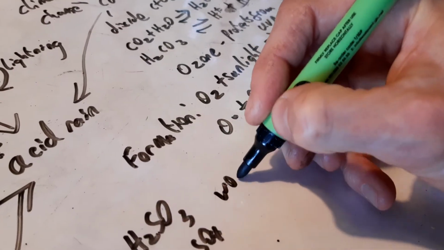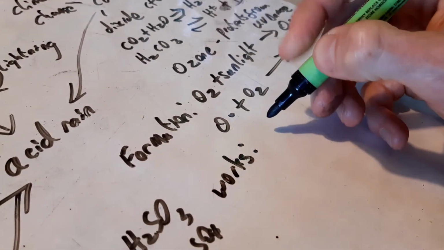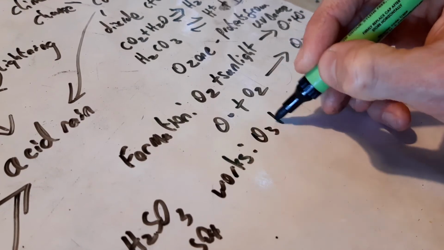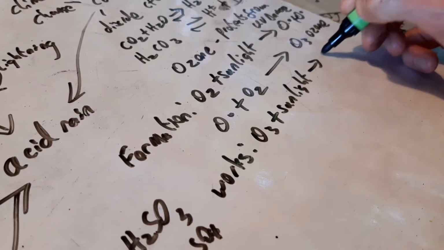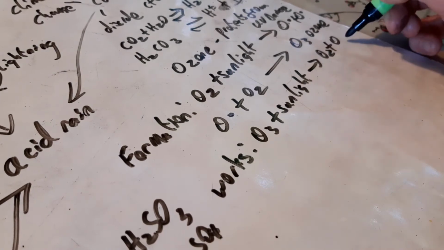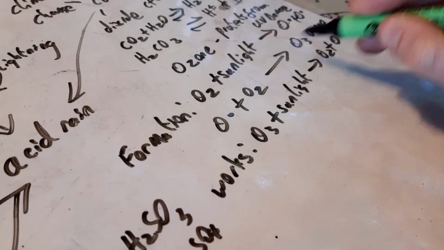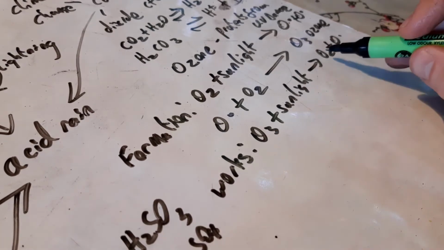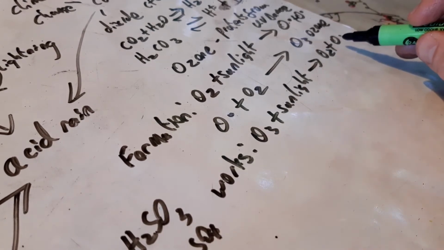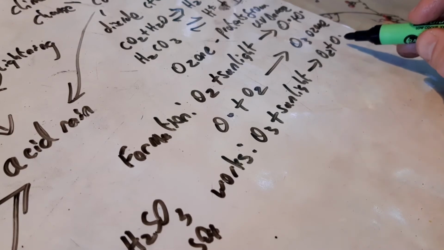So what does the ozone do? Well, the ozone works by reacting with sunlight to give oxygen and the oxygen radical. Literally the opposite of what we've just written there. That's how it works. It protects us from the sunlight by sort of sacrificing itself into oxygen gas and an oxygen radical like that.